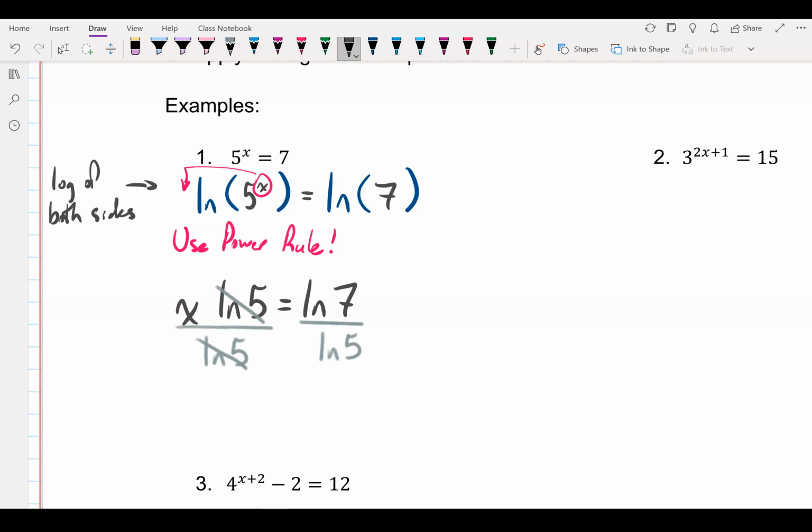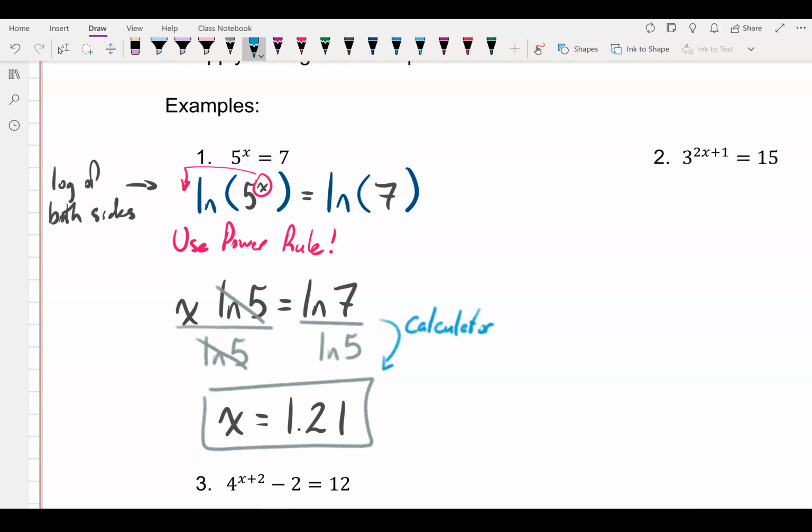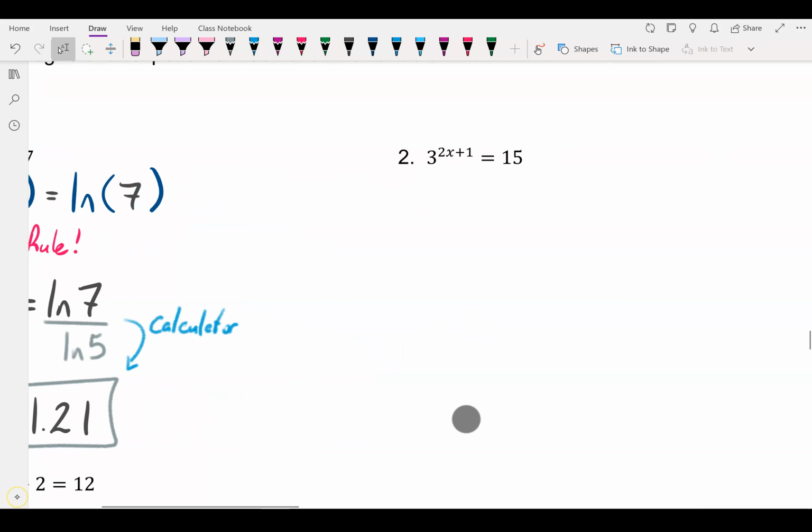Cancel, cancel. And hey, look at that. We've got ln 7 over ln 5. Calculate that out, it's 1.21. We showed you how to calculate that previously in the video. Perfect. Nice. Let's move on to the next question and see what we can do.